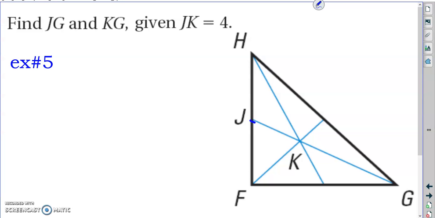JK is 4. So from J to K is 4 units long. Okay, so that is looking at median JG. So from the midpoint to the centroid is 1/3, and then from the centroid to the vertex G is 2/3, which means I'm going to split it in half. So if this 1/3 is 4, then this third is also 4, and this third is also 4. So now let's answer, how long is JG? So that's the whole median, which is 4 plus 4 plus 4, which is 16.